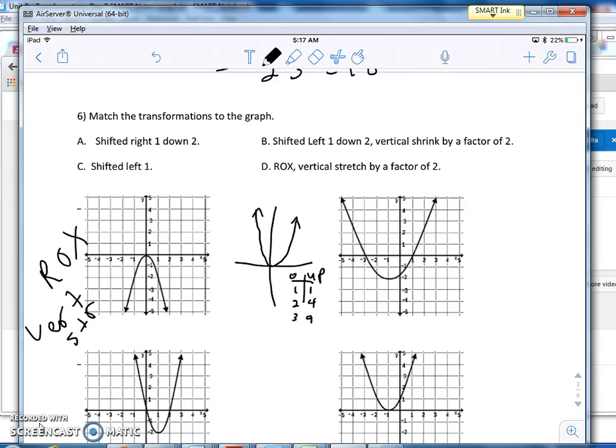But there, since we're at 0, 0, there is no left or right shrink. So let's see which one of these rocks: vertical stretch by a factor of 2. Seems like this goes with D.